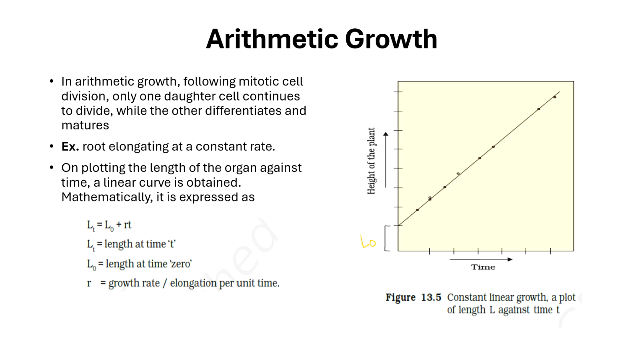Now, after time t, the length is increasing in an arithmetic way, in an arithmetic progression. So it is increasing at a constant rate, so it is given by Lt = L0 + rt. Now what is r? r is the growth rate or elongation per unit time, and t is the time until which the elongation is happening. So when we plot the graph of the height of the plant against time, we will get a straight line, right? Is it clear? I hope the arithmetic growth is clear.